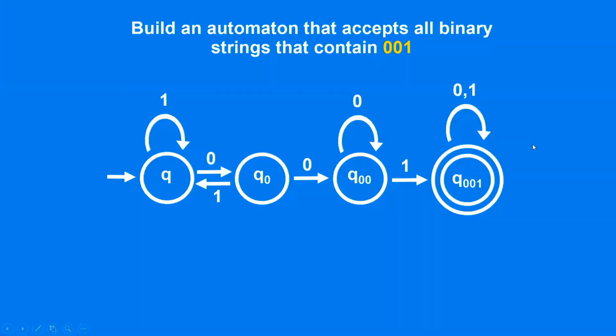This is another example: build an automaton that accepts all binary strings that contain 0, 0, 1. So if it is 0, 0, 1, go to the final state. All other cases, this is non-final. So build an automaton that accepts all binary strings that contain the substring 0, 0, 1. So how to design that? The logic is to start from the initial state. First you write this, 0 goes to Q0.